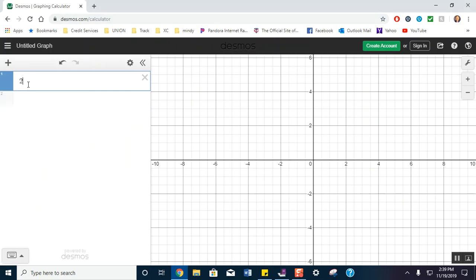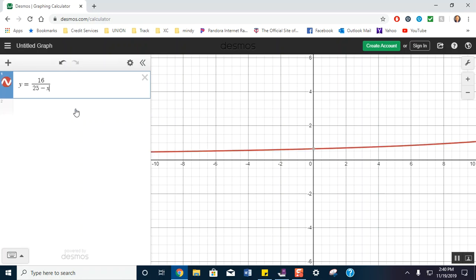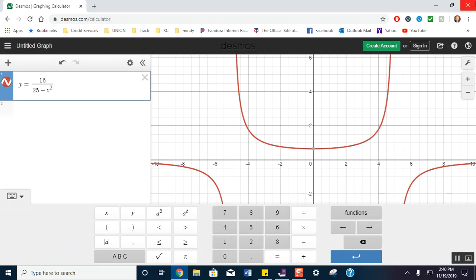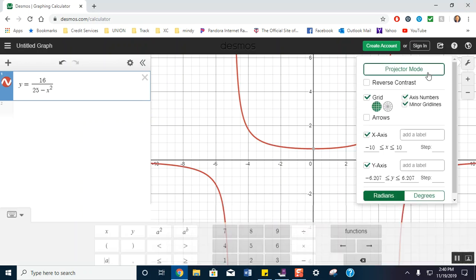Okay, so we're going to go 25 divided by, what was it again? 16 minus x squared, is that right, guys? It was 16 on the numerator. Oh, 16 up top, all right. y equals 16 divided by 25 minus x squared. Let me blow this up a little bit.